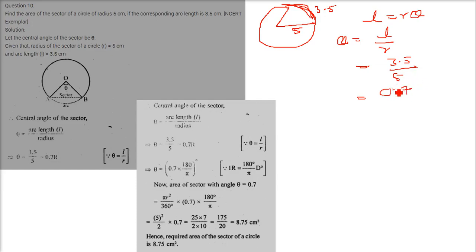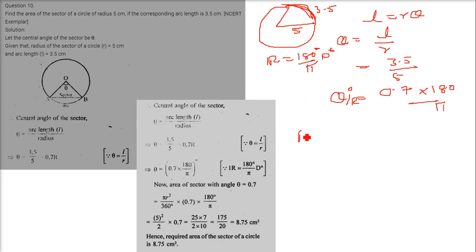But this 0.7 is in radians. I have to change it into degrees before I can use it for the area. Theta in radian will be, we have to multiply this by 180 by pi, because 1 radian is equal to 180 degree by pi. So we have to multiply this by 180 by pi.